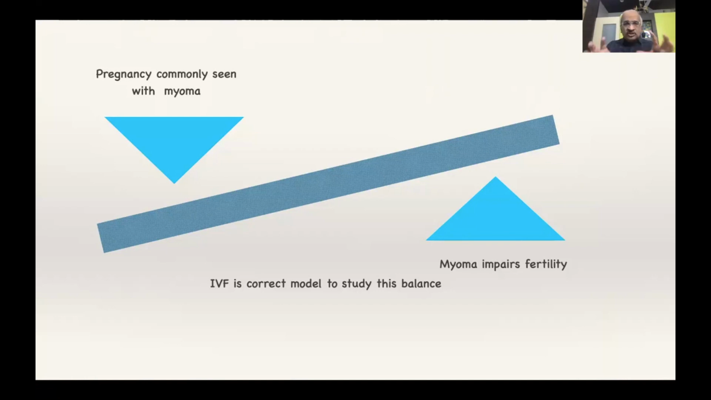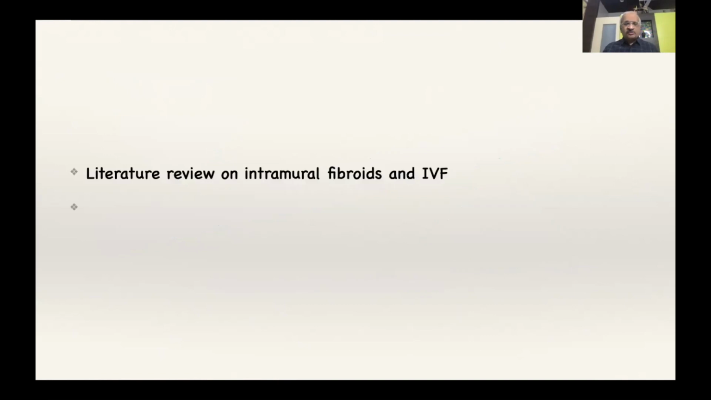So to study this model, I think IVF is a correct model to study this balance. So let's look at all the studies and meta-analyses which have been published when they have done IVF for patients with fibroids or post-myomectomy IVF. We'll just go through these studies, a small literature review of intramural fibroids and doing IVF ICSI for them.